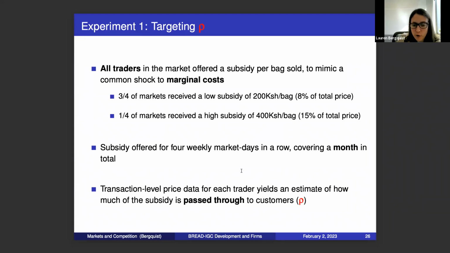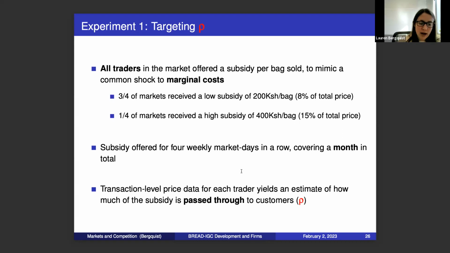The subsidy is offered for 4 weekly market days in a row. So if you're a Thursday market, it's offered for 4 Thursdays in a row, covering a month in total. This is actually a big chunk of the selling season. The really active selling season is about 3 or 4 months, so this is about a third or a quarter of the selling season.